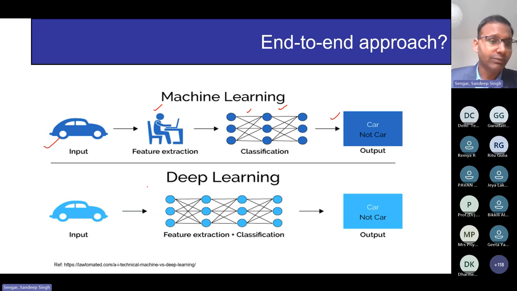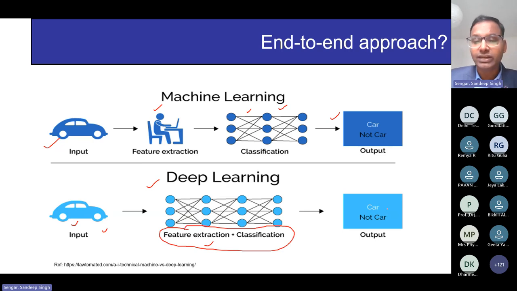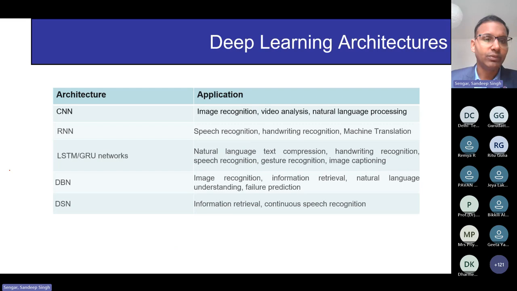If you're talking about deep learning, we take input, there is no need to extract the features manually, and we just give the raw input into the network, right? Then our deep learning model takes care of everything, like feature extraction as well as classification, and it will generate the output. That's why the deep learning approach is called an end-to-end approach, because it takes care of feature extraction as well as classification. So this is the basic difference between machine learning and deep learning approaches.